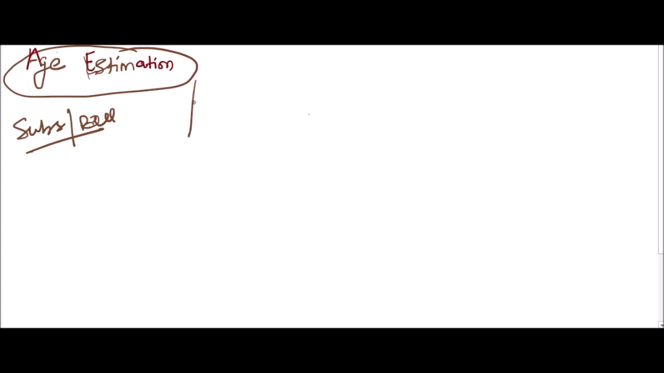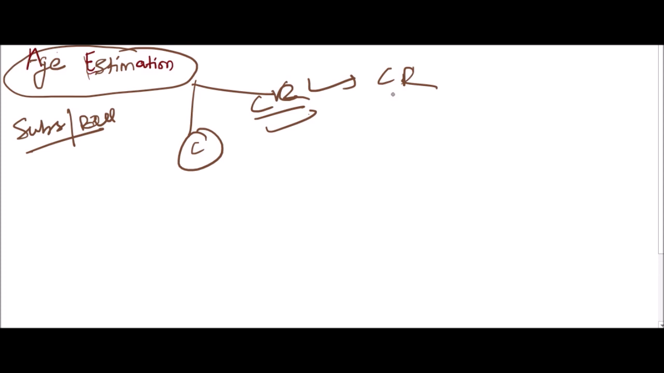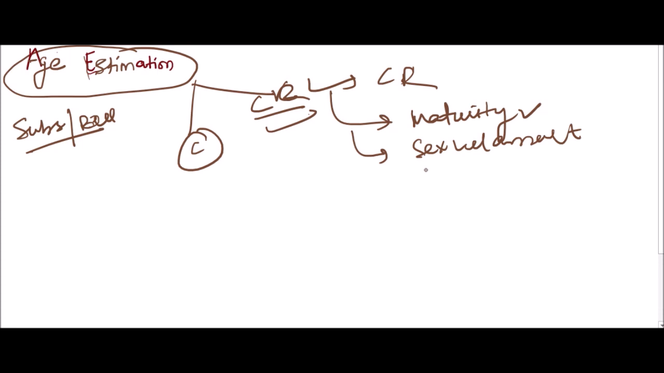So age estimation is required in various civil cases to decide or determine criminal responsibility, or in various cases in which maturity has to be determined, cases related to sexual assault, and various cases related to kidnapping, abduction, and in some cases in which a juvenile is involved.